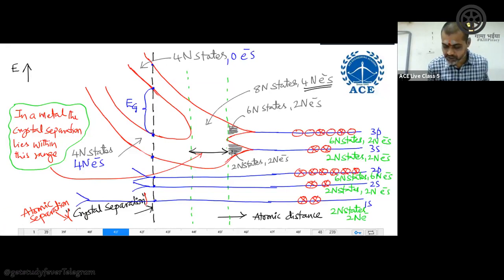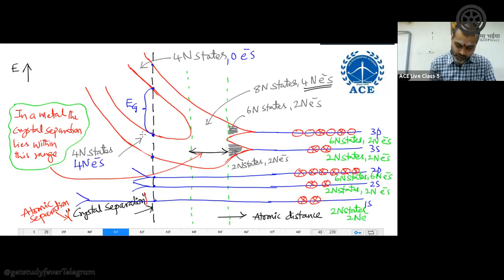Okay, so each horizontal line represents one energy level. Like this, it is going to split. And that is what we have taken. As you keep on decreasing the interatomic distance, this type of structure you are going to get. So here, this is what we are taking as the valence band.